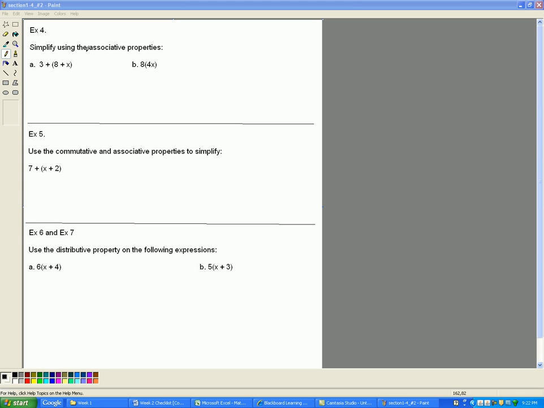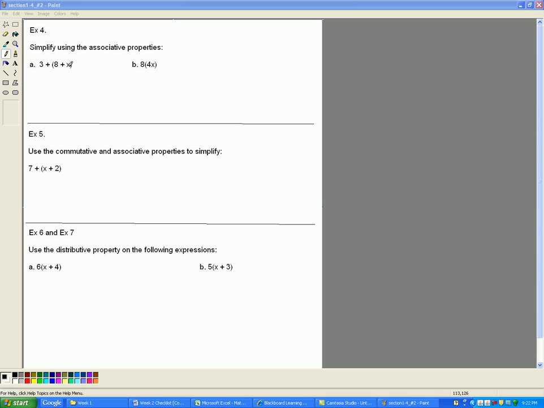So what this tells us is we can associate certain numbers together or group certain things together, and it will still equal the same exact thing. This is a pretty useful tool when you're dealing with multiplication and addition and subtraction, especially when you get into more complex problems.